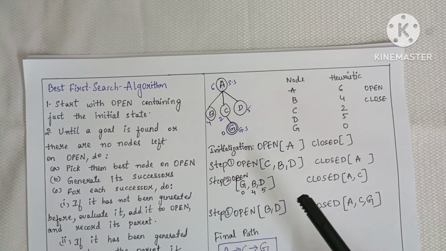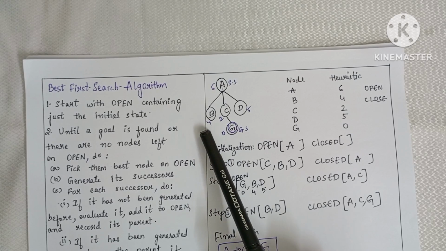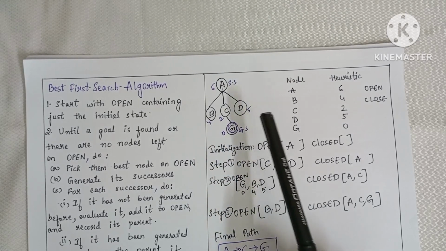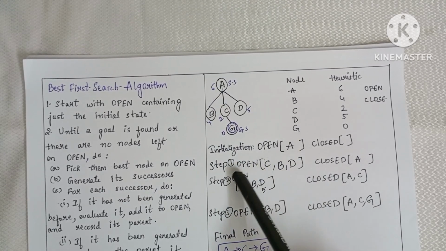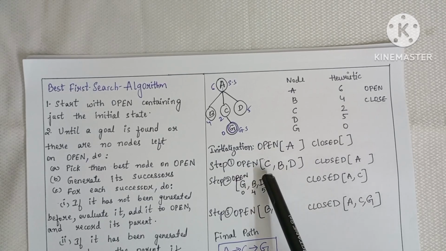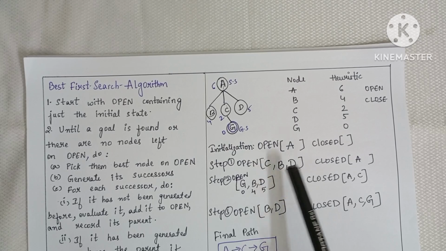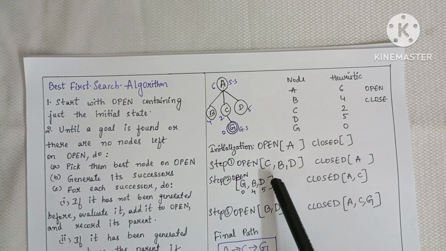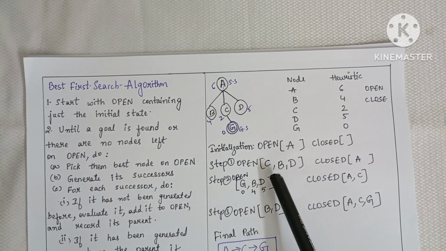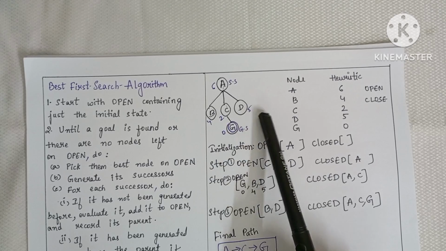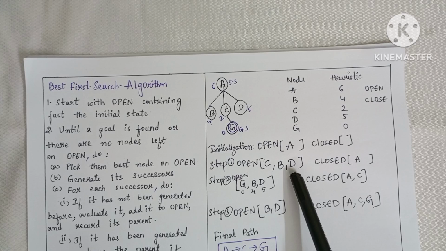Then evaluating and adding them to the open. We are evaluating these successors based on their heuristic value, and putting them on the open list. We are inserting C at the first of the list because C has got the least heuristic value out of these three. So C will come first, then the next heuristic value is B, and the next is D.